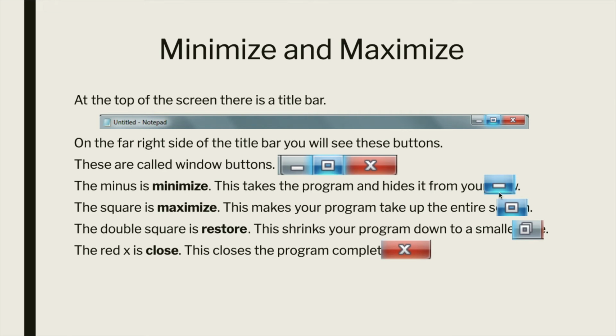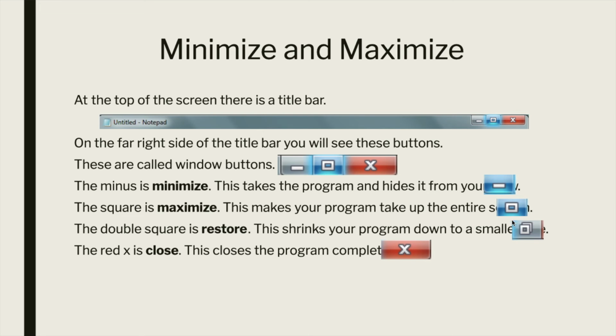Okay, this square button right here is your maximize button. It'll take your program from little to big and it'll fill up your full screen. Okay? This double square button right here is your restore. This shrinks your programs down to a smaller box. So, these two kind of go hand in hand.